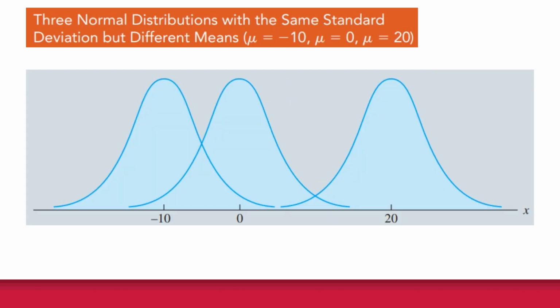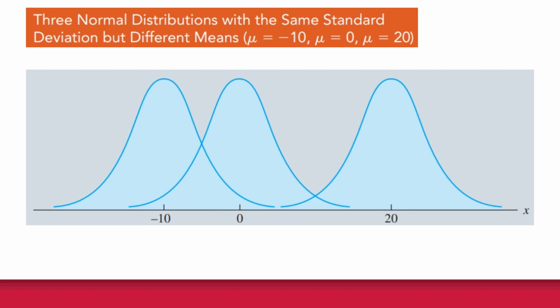Take a look at these. Here's another example where you have 3 distributions that have the same standard deviation, but with different means. This can also be a problem, right? Because if we're trying to center a process around 0, this one has a mean of over at 20, and this one has a mean of minus 10. Neither one of those is going to work. Those would be maybe out of spec, right?